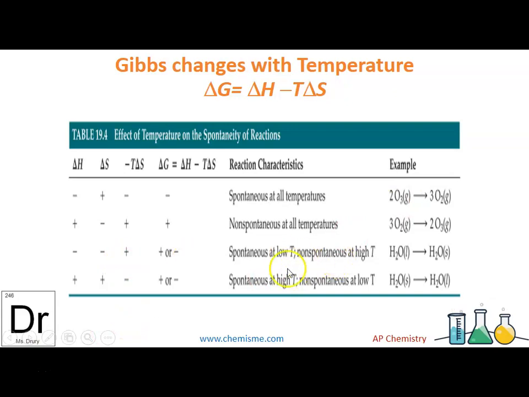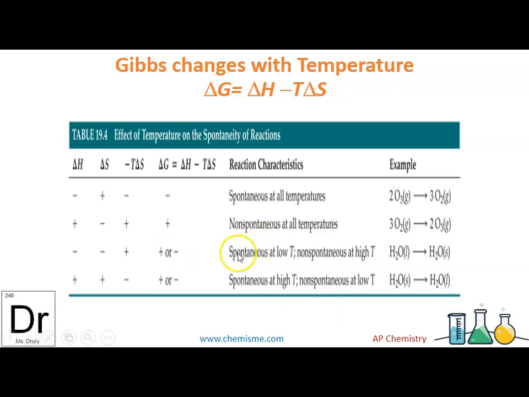Then we have these random ones here that are a mixture. If the heat is negative, that's good, but the entropy is also getting ordered, that's bad. There could be competing factors, because if you negate the T, that becomes a negative H but a positive S. How will you know if the Gibbs will be positive because the entropy is high, or negative because exothermic, right?